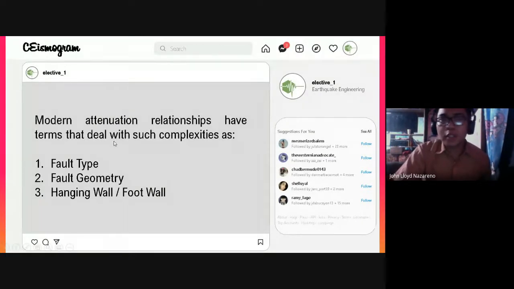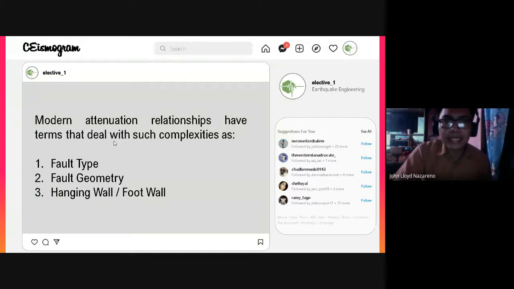So, other modern attenuation relationships have much more complex parameters. Number one, they may account for fault type like a strike-slip fault, or a normal fault or reverse fault. Number two, fault geometry like the width and depth of the ruptured plane or the length and the area of the ruptured plane. Number three, hanging wall. It can also be whether our site is located on the hanging wall side or the footwall side of the plane. Kasi mas mataas yung movement kapag nasa hanging wall, especially if the shaking is vertical.